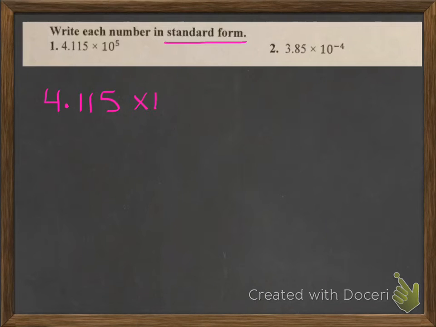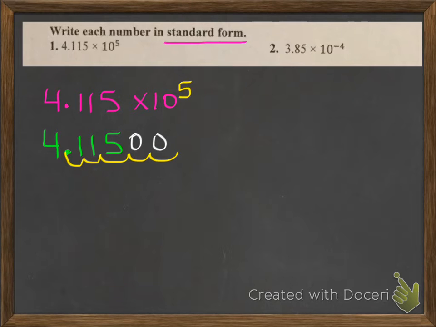So the first thing we're going to look at is number 1. You have 4.115 times 10 to the 5th power. Notice I put the 5th power in yellow. So you're going to rewrite the 4.115, and with that 5, you're going to go over 5 spaces to the right. You're going 5 spaces to the right because it's positive. 1, 2, 3, 4, 5. And then you're going to add the zeros for placeholders where you've had to loop under. So you've got 0, 0.